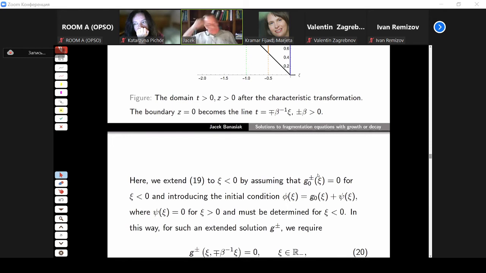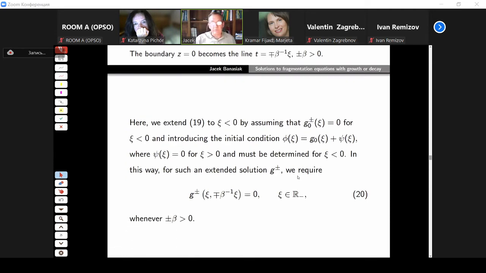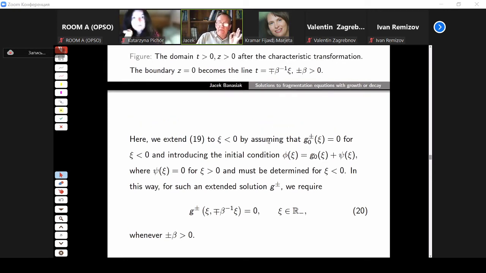I don't know, there could be several ways of dealing with this problem. What we did, we assumed that we know the initial condition on the whole real line. This is something which sometimes is referred to as the Kelvin method of images. So we will be simply looking for a solution for a missing part of the initial condition. So we know the initial condition for psi bigger than 0, but we extend the known initial condition to psi smaller than 0 by 0 and introduce an unknown boundary condition psi, which we assume to be 0 for psi bigger than 0. And this psi must be determined for psi smaller than 0.